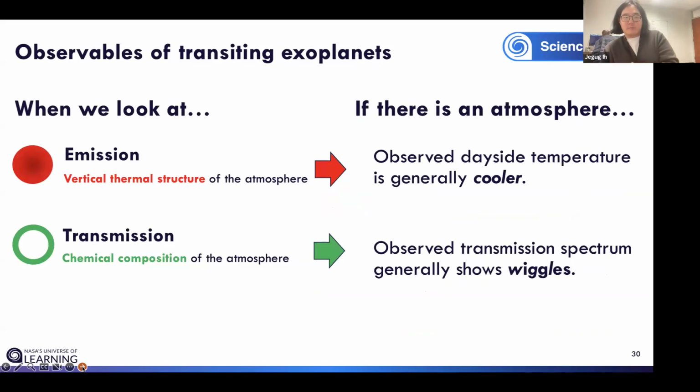And similarly for transmission, we're sensitive to the chemical composition of the atmosphere. And if the planet truly has an atmosphere, the observed transmission spectrum will show spectral features, which we often just say the spectrum has wiggles in it, rather than just being featureless, aka a flat line. So just going to the next slide, please.